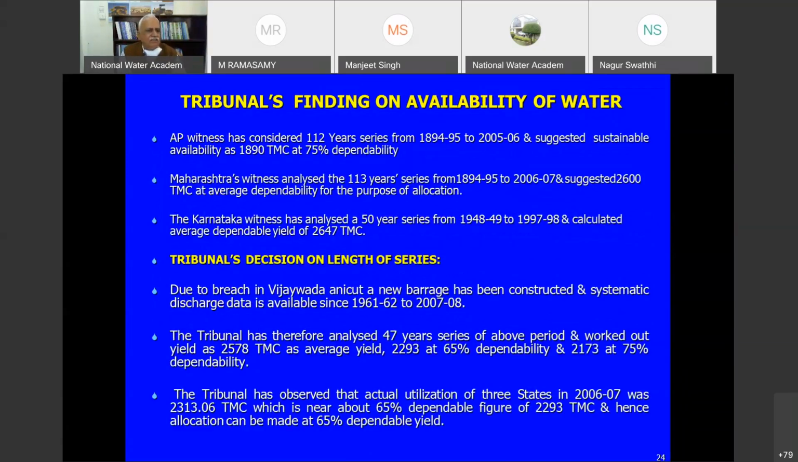Already I had dealt with the issue of finding of the availability of water by the tribunal. As already pointed out by me, the tribunal has noted in 2006-7. I think I had said 2007-8. It's not correct. It is 2006-7. Actual utilization by 3 states has reached a figure of 2,313.06 TMC, which is close to the figure of 2293 assessed by the Honorable Tribunal at 65% dependability, and therefore the Tribunal permitted the yield at 65% dependability.